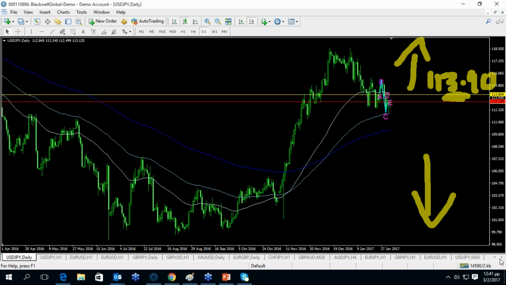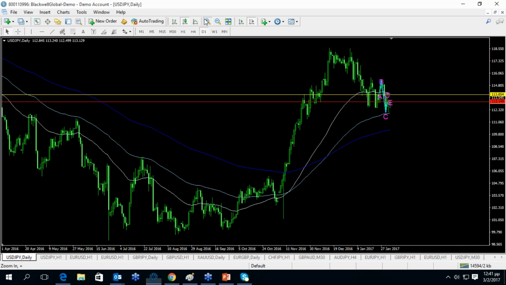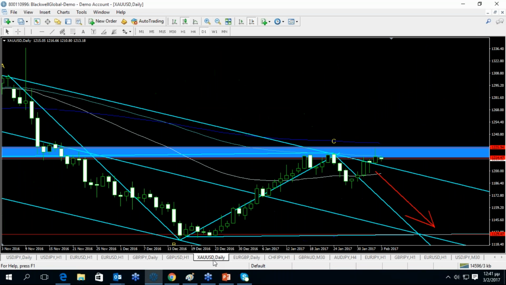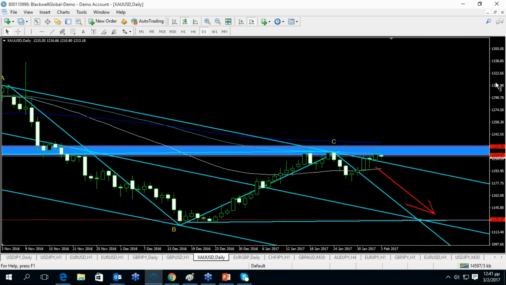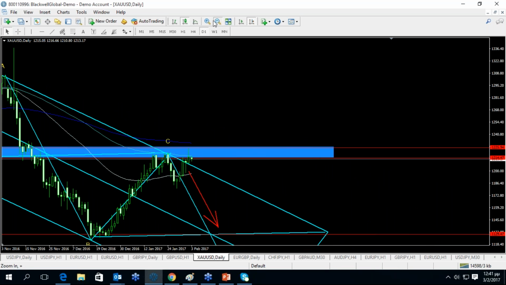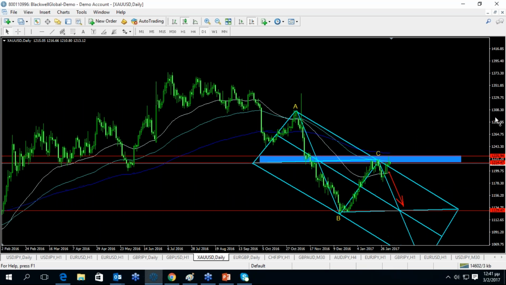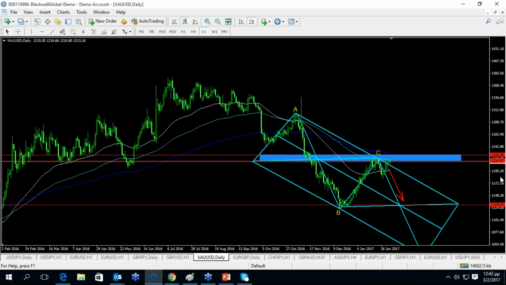Okay, so that's basically it. Okay, so that's for USD JPY. We'll go back to gold and just give you an idea. Okay, there you go. That is sort of an area that we look into for gold to come down to, but again, it all depends on whether or not price manages to pierce through that zone at 1214.47.